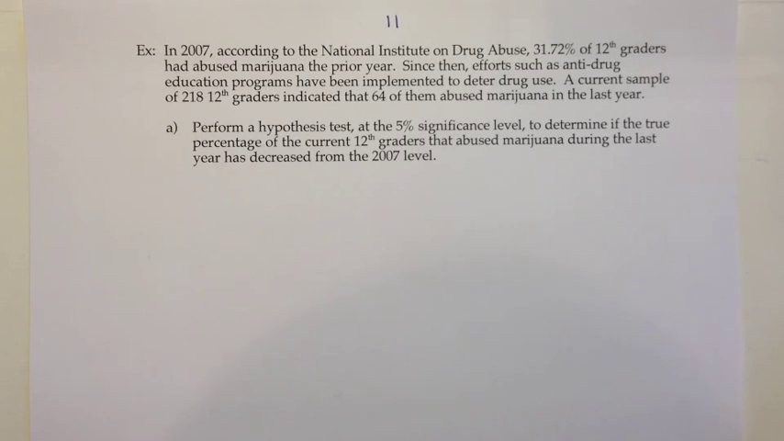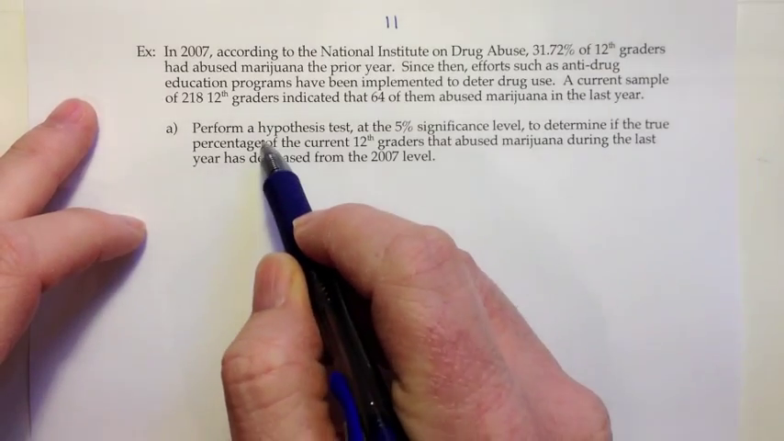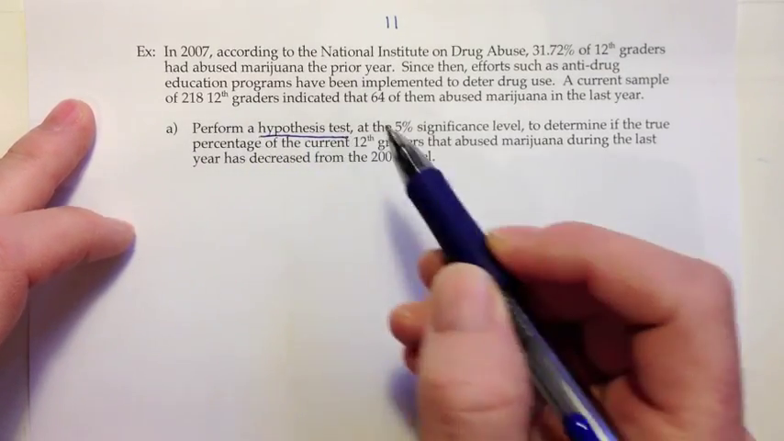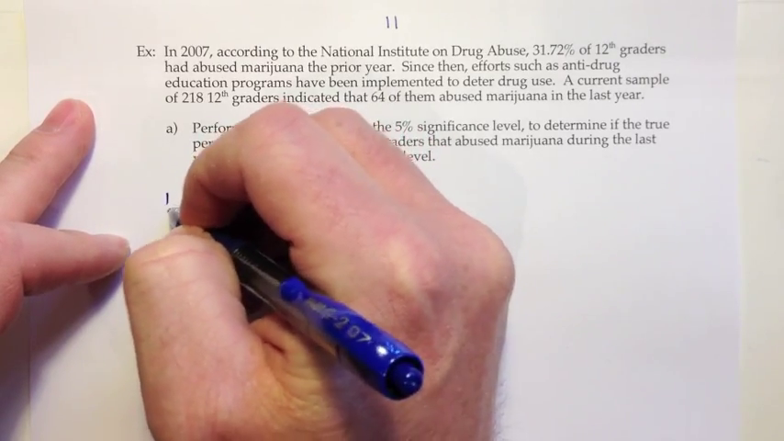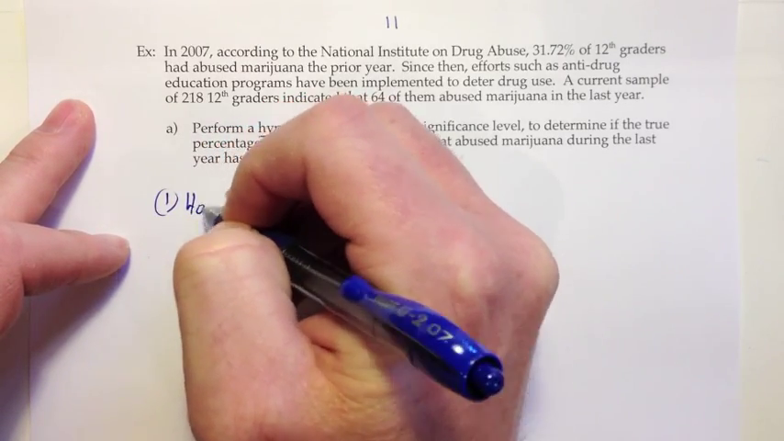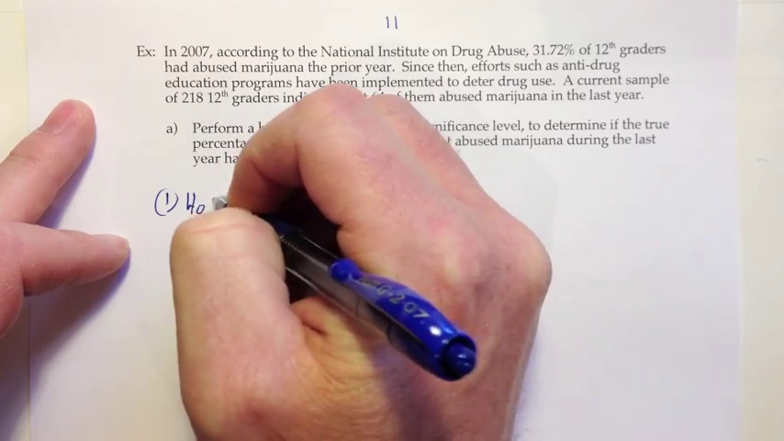Part A. Perform a hypothesis test at the 5% significance level to determine if the true percentage of the current 12th graders that abused marijuana during the last year has decreased from the 2007 level. Okay, so very clearly it's telling us that it's a hypothesis test. So in a hypothesis test, step 1 is to set up the null and alternative hypotheses, H0 and H1.